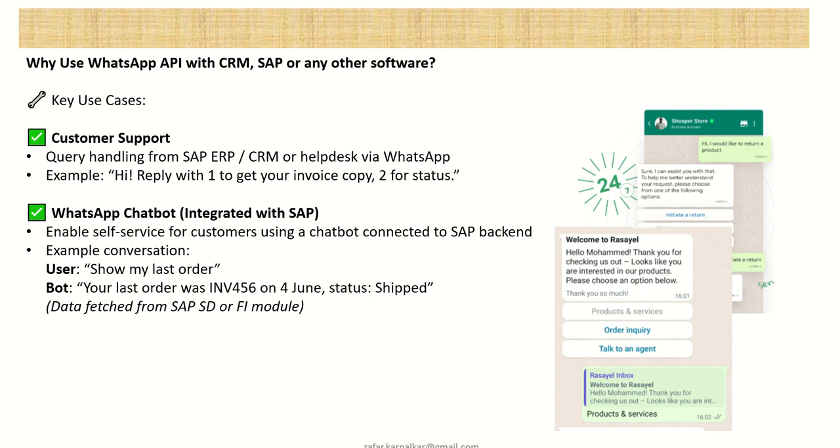Take the example of a customer who just wants to see their last order. If you're not using any chatbot on WhatsApp, the customer will call your customer CRM team and ask for the details, or they have to log in to your portal. But it is a simple chatbot application we can develop using WhatsApp. Just type "show my last order," and through the chatbot, your orders can be displayed. So those are common use cases of the WhatsApp Business API.